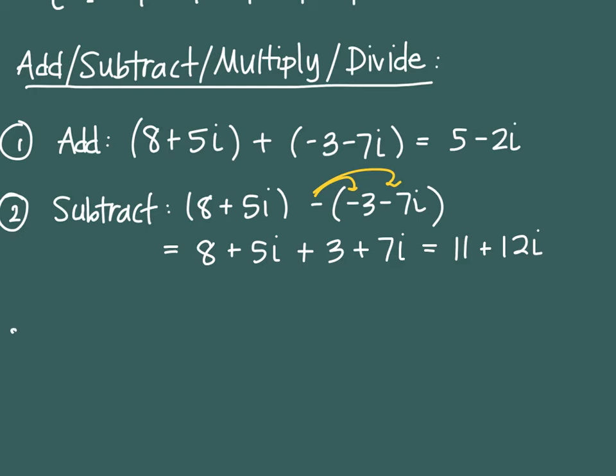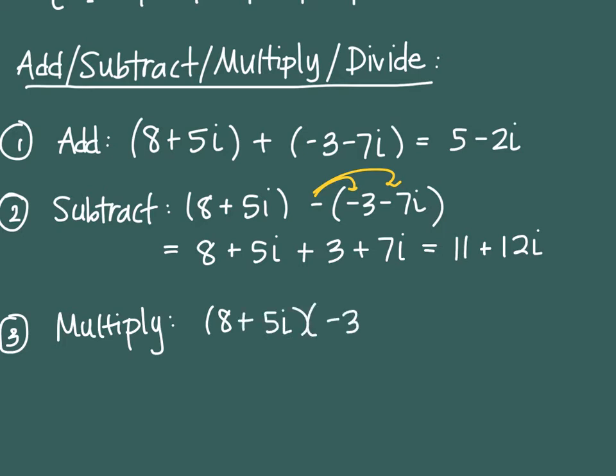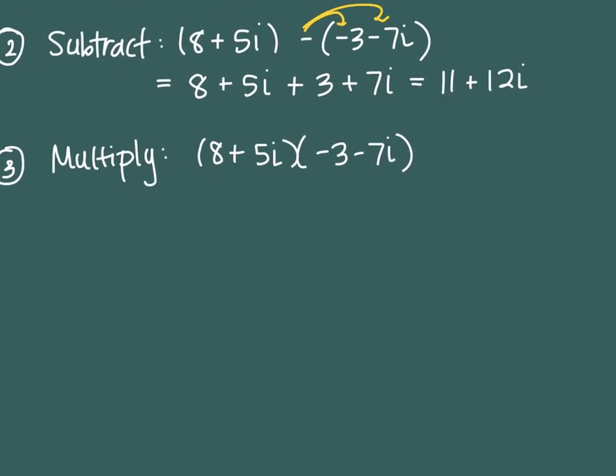Number 3, multiply. Multiply is just FOIL in disguise. So you might have 8 plus 5i multiplied by negative 3 minus 7i. And that's just first, outside, inside, last.